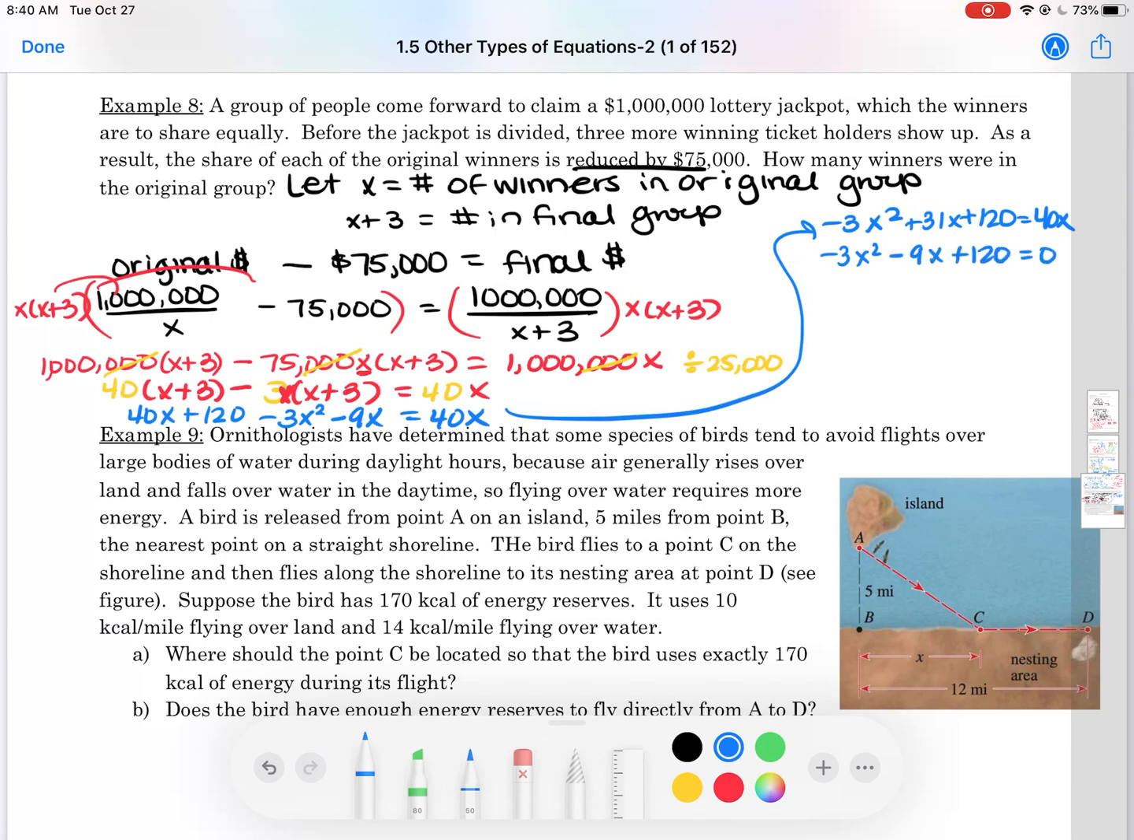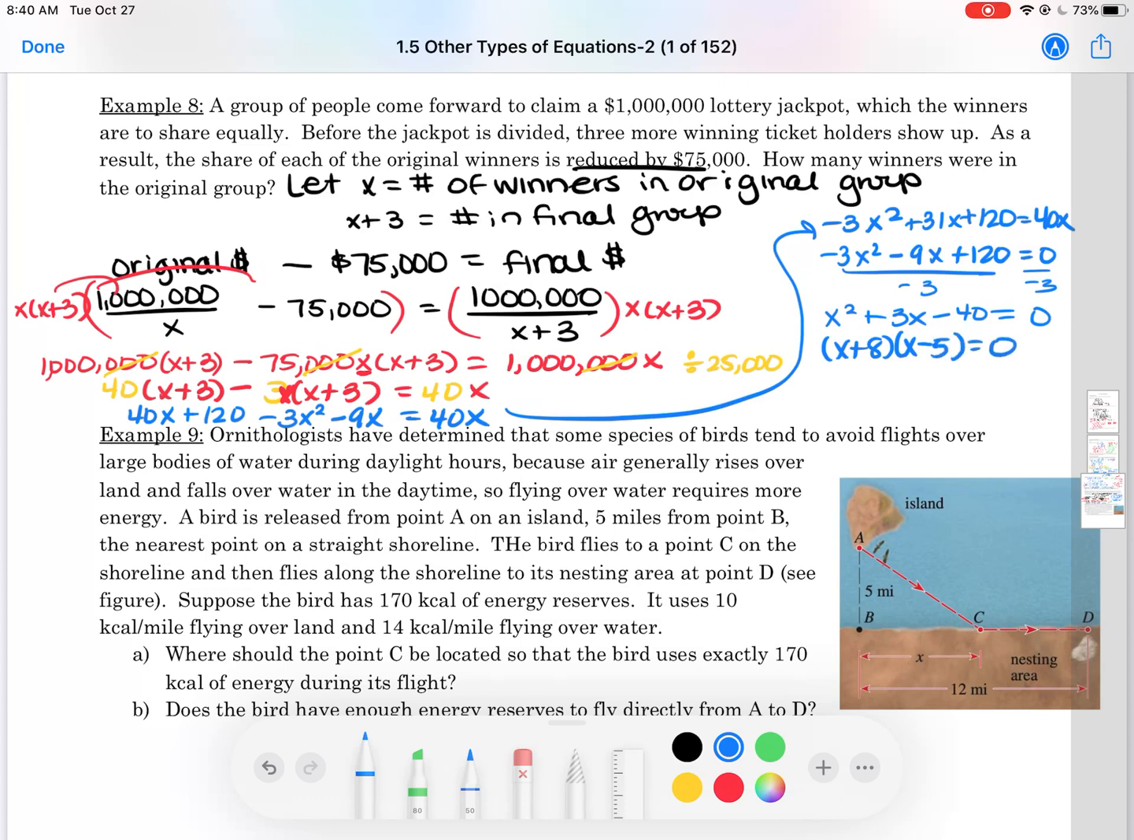So we're going to get negative 3x squared minus 9x plus 120. And actually, it looks like everything's divisible by negative 3, which would make our lives a little bit easier. So we're going to get x squared plus 3x minus 40 is equal to 0. And I believe we can actually even factor that. So that'll be x plus 8, x minus 5.